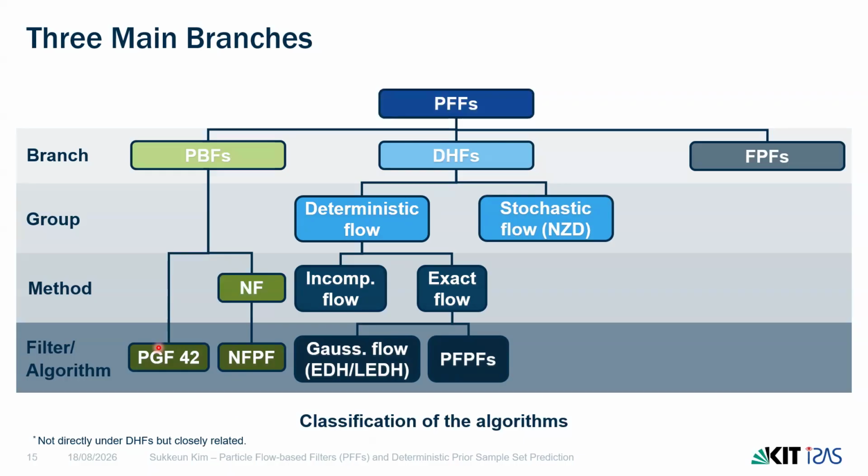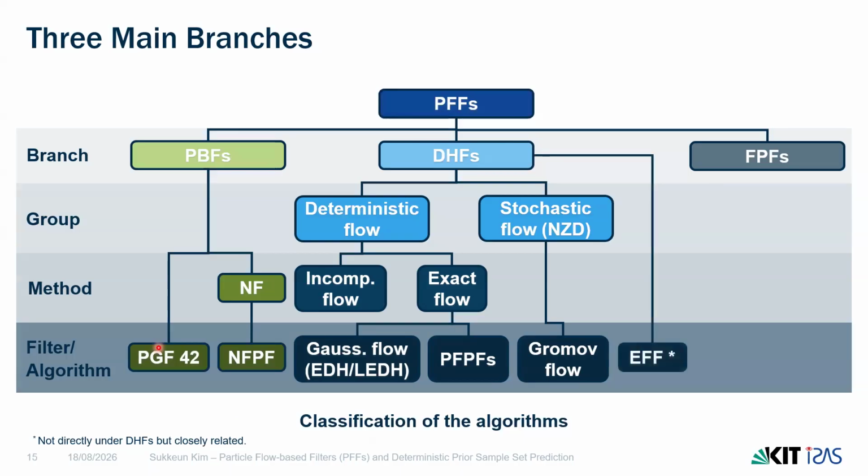So you can see why there are two groups in the Daum and Huang's filter group, because one is deterministic and the other one is stochastic flow. NZD stands for non-zero diffusion. So basically they enable the diffusion part in the flow so that it can be more or less stochastic. Gromov flow is one of the main algorithms you can find. We'll discuss slightly more about the Gromov flow in the later slides.